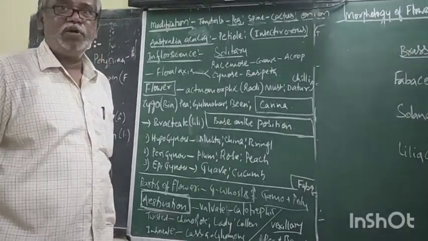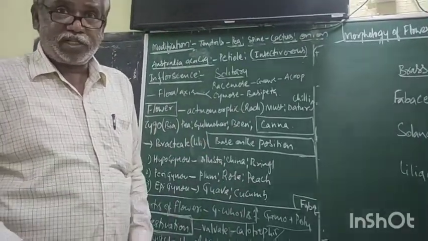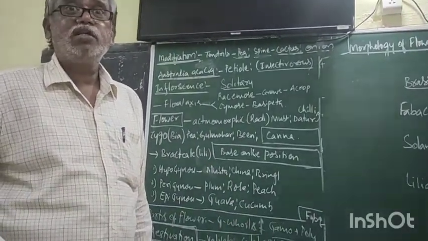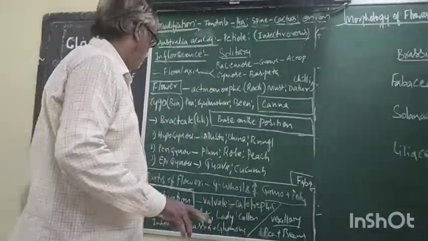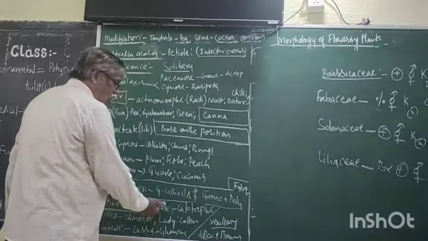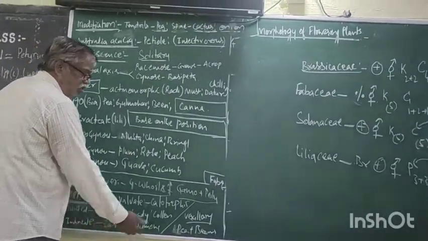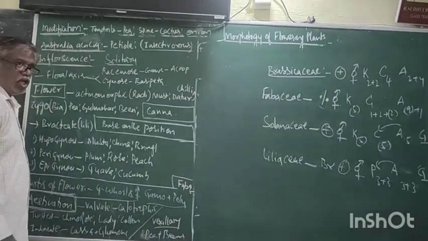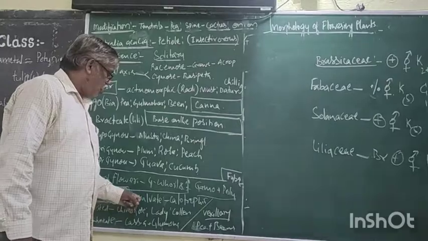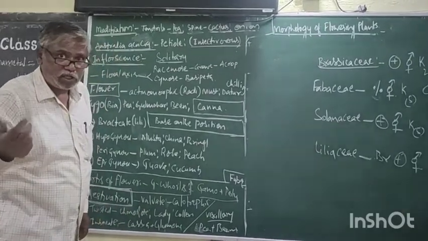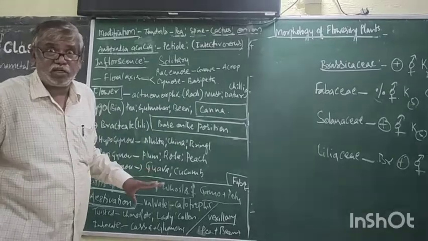Estivation: the arrangement of sepals and petals in bud condition is called estivation. Generally, there are 4 types of estivation: valvate, twisted, imbricate, vexillary. If the sepals are valvate, the petals are also valvate. But it is an exception in Fabaceae.